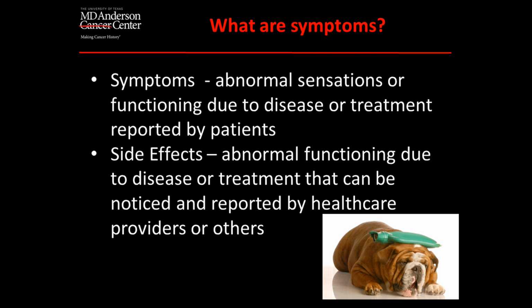The other things that can be experienced due to disease or treatment are side effects. Those are abnormal functions that result from the disease or treatment, and they can be noted and reported by healthcare providers or others. So those are things that people can know without asking the patient. Those are things like lab values from a lab test or images from a scan. So those things can be known without the patient directly reporting them.